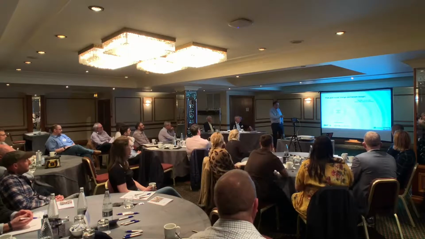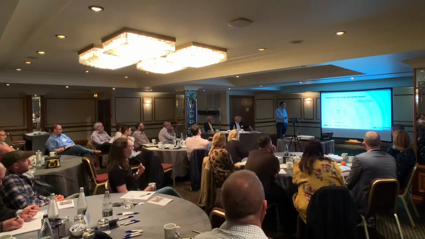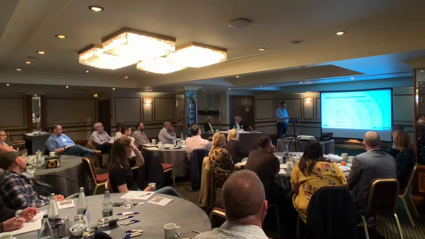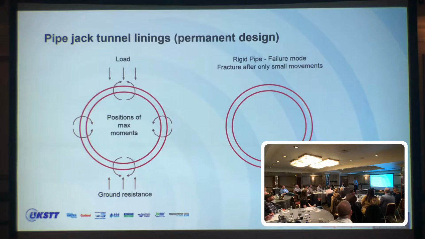So just simply, again, for the rigid pipe, these are the key things. You've got load coming down from the top, and you've got some ground resistance. This is schematic, so it's just got ground resistance at the bottom, but the ground resistance generally is all the way around. And then you've got the critical positions of your maximum moment. So typically in the invert, the crown, and then as we refer to it, the springing level of the pipe.